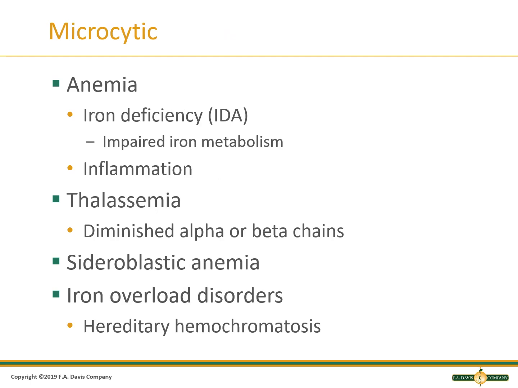When it comes to reasons or disease states where you may see microcytic or smaller than normal red blood cells, one instance is with anemia, specifically iron deficiency anemia, where you have an impaired iron metabolism that causes that issue, inflammation tied to anemia, thalassemia, where you have diminished alpha and beta chains of the hemoglobin molecule, sideroblastic anemia, and even iron overload disorders such as hereditary hemochromatosis.